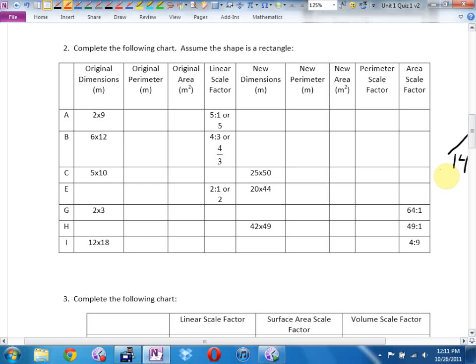Original perimeter is going to be 2 times 9 is 22. Original area is going to be 18. Linear scale factor is 5, so perimeter scale factor is going to be 5. Area scale factor is going to be 25, or 25 to 1. New dimensions are going to be times 5, 10 by, times 5, 45. New perimeter is going to be 110. New area is going to be 450. Is that right, folks? I did that all in my head.